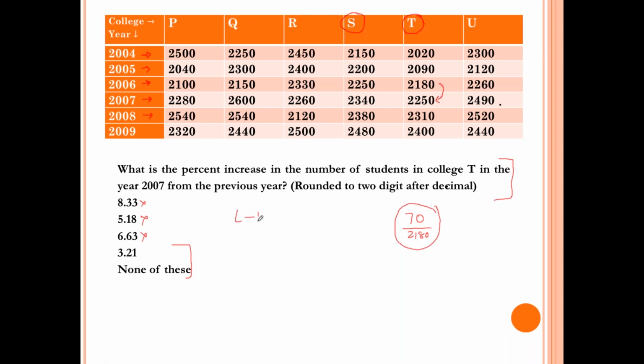Level two question from average is, you are supposed to find the average of two, and then you have to find the sum or difference. For example, I can ask, what is the difference in average of S and T over the given years? Would you like to try this question? This is level 2. Find the difference in average of S and T.